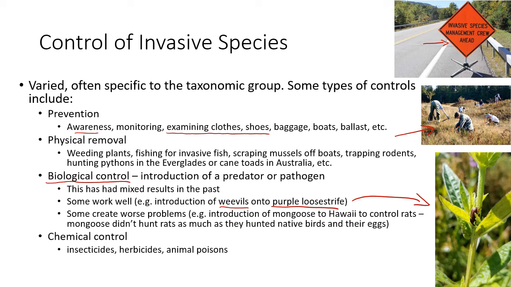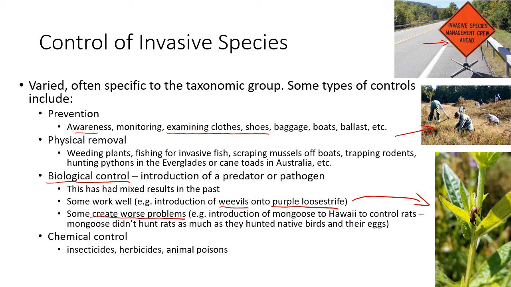So what do they do? They introduce this weevil after lots of scientific investigation, experimentation, and trials to make sure that it won't harm anything in the North American ecosystem. They found that it just stays in the purple loosestrife. It damages the purple loosestrife, prevents it from reproducing, and purple loosestrife populations have gone down. We can contrast that with some cases creating even worse problems, where you try to introduce a new predator or a new pathogen and it just backfires, with unintended consequences.